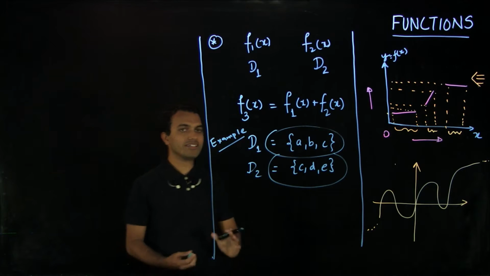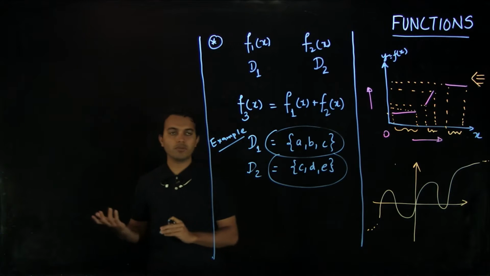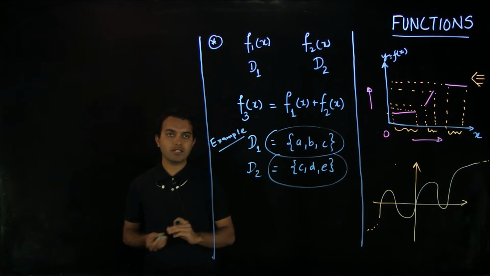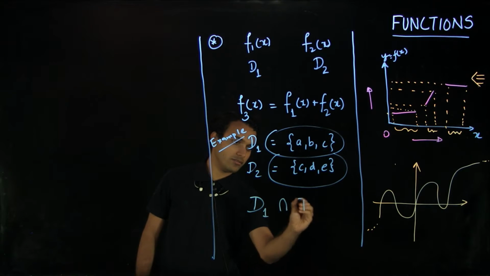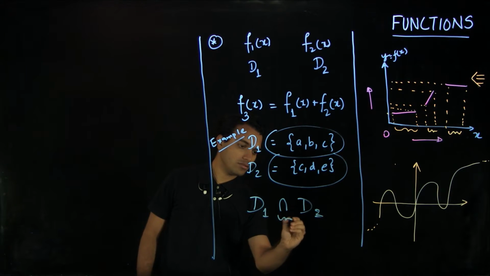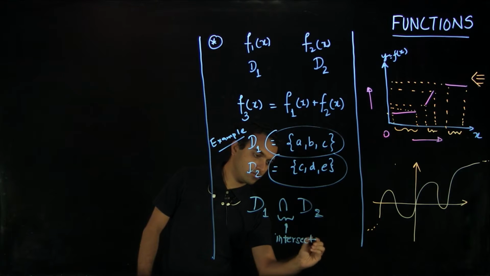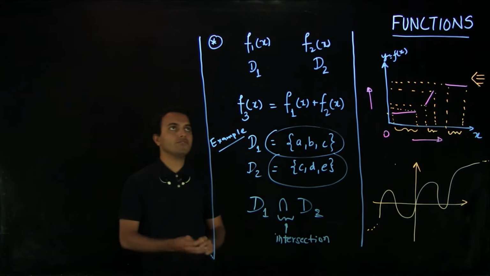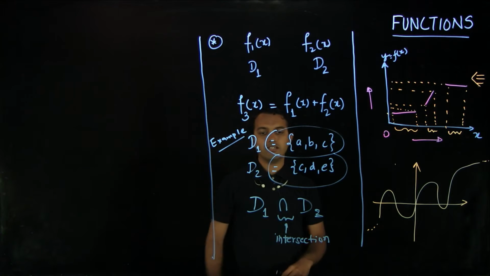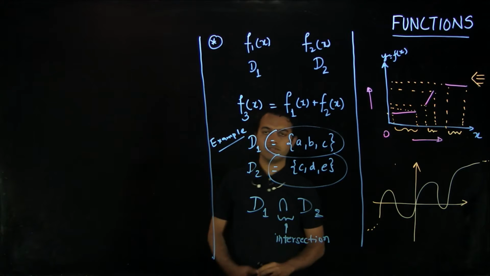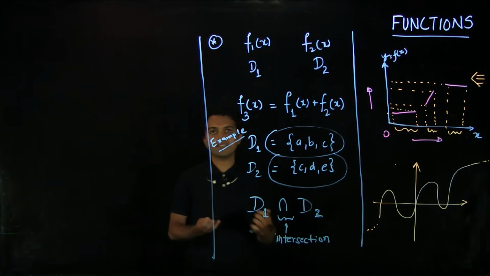So what essentially we did was we saw D1, we saw D2, and found the common elements. And if you remember from sets, the common elements of two sets are given just by their intersection, which is denoted by this symbol. So if two functions are being added, then the domain of the resulting function is just the intersection of D1 and D2.